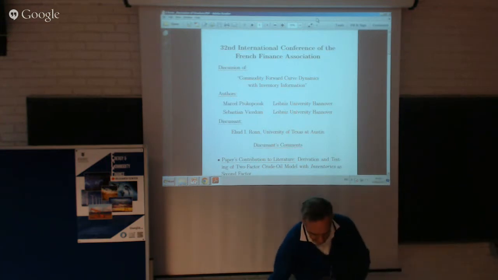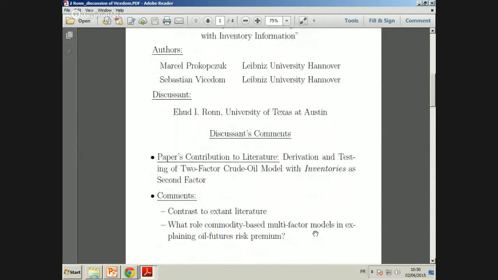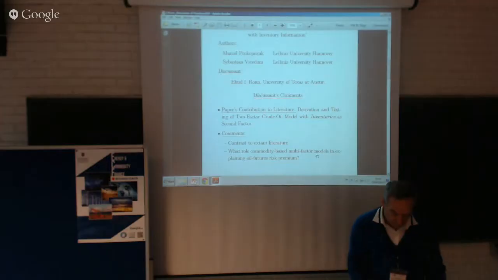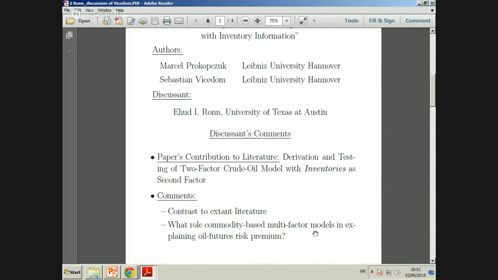What I'd like to do in my comments today is talk a little bit about the contribution that Sebastian and Marcel have made to the literature in terms of this two-factor model, which Sebastian did a great job of presenting to you. I'd like to contrast it a little bit with the extant literature, as well as talk about something we spoke about yesterday, which is the role of what one might call commodity-based multi-factor reduced form models in explaining the oil futures risk premium, which I think is an important issue to which we can all contribute to the literature.